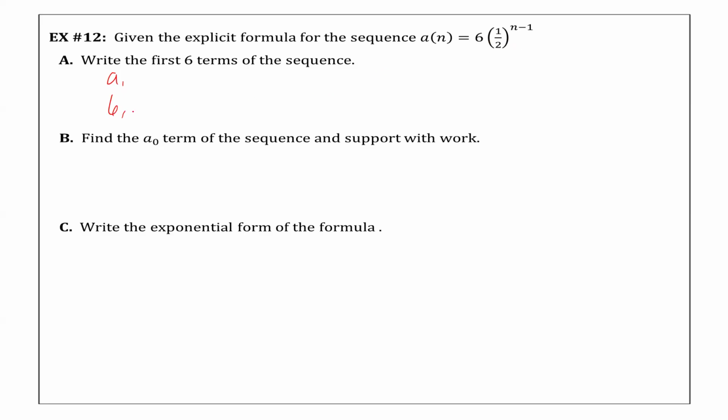So we have 6. 6 divided by 2 is 3. 3 divided by 2 is 3/2. 3/2 divided by 2 is 3/4. 3/4 divided by 2 is 3/8. 3/8 divided by 2 is 3/16. And this would be our sixth term. I'm going to do these braces, y'all.